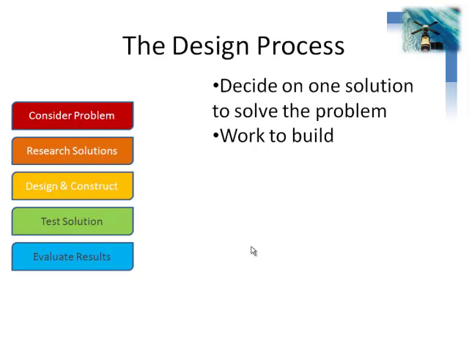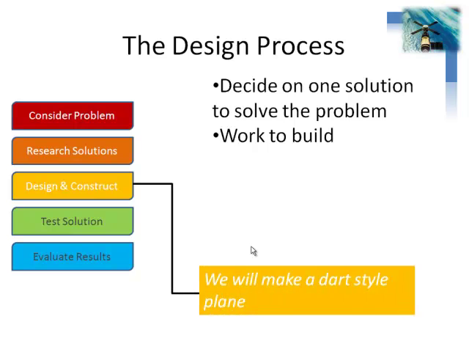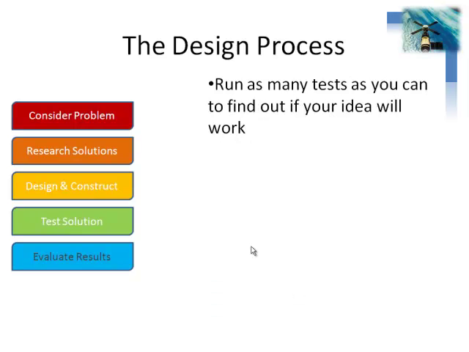Writing out descriptions and words, those are all great ways to take an idea from your head and put it on paper. It's also good to be able to collaborate with other people. If you put your idea on paper, you're able to explain your idea to lots of different people. Then you work to build. If you go online and you decide you're going to make the Dart style plane, this is the place where you actually maybe make some drawings, set out your ideas, and then actually do the paper folding to make the Dart style plane.